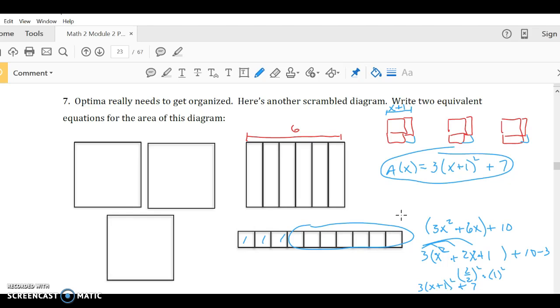Do your best for homework. Your homework is going to be number 8, all of them. You could draw the diagram to help you out or do it algebraically.